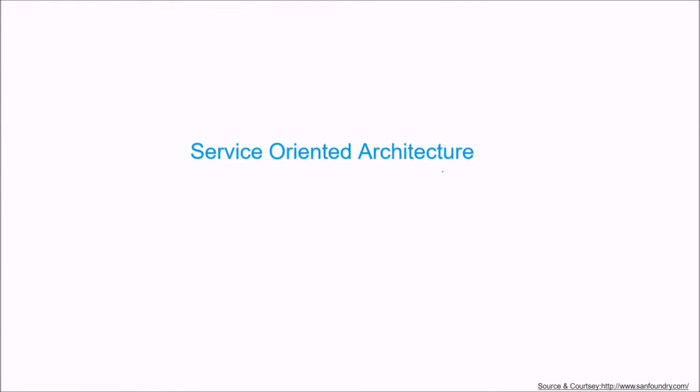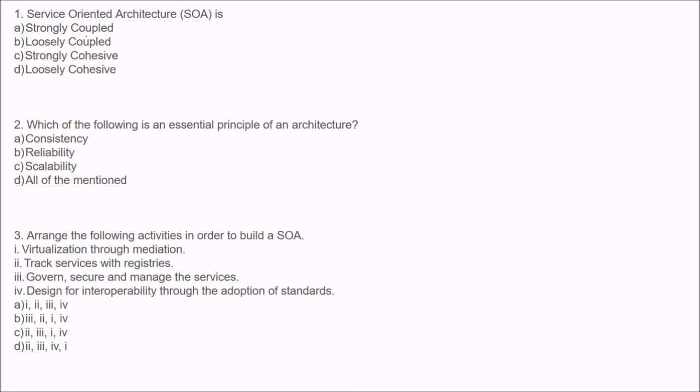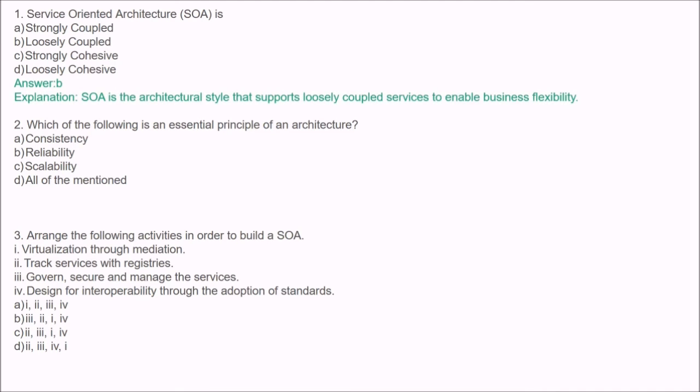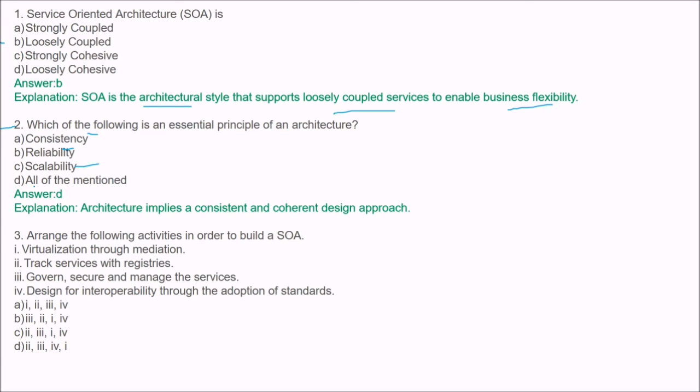The topic is Service-Oriented Architecture, SOA. The first question is, Service-Oriented Architecture is strongly coupled, loosely coupled, strongly cohesive, loosely cohesive. Can you answer this? The answer is B. It is loosely coupled. SOA is the architectural style that supports loosely coupled services to enable business flexibility. Next is, which of the following is an essential principle of an architecture? Consistency, reliability, scalability. The answer is D, all of these. Architecture implies a consistent and coherent design approach.